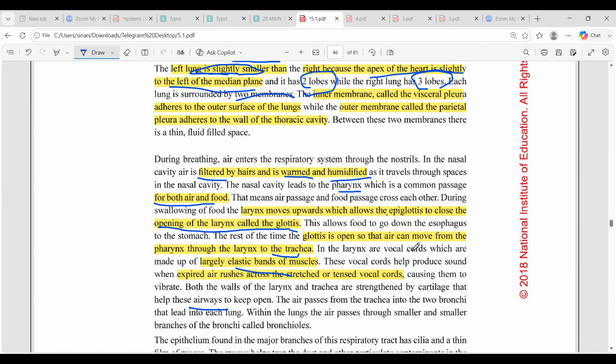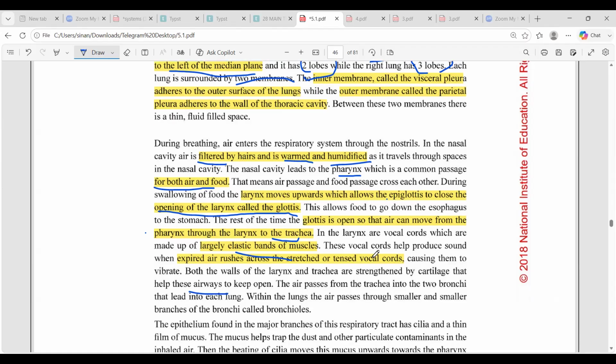In the larynx are vocal cords, which are made up of largely elastic bands of muscles. So vocal cords are made up of what? Large elastic bands of muscles. These vocal cords help to produce sound.